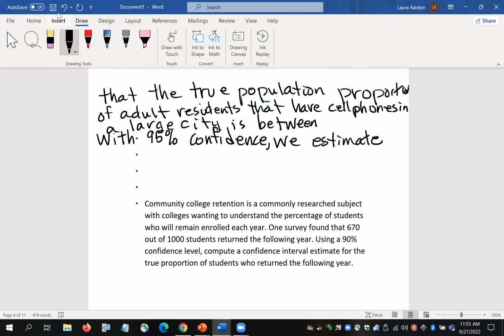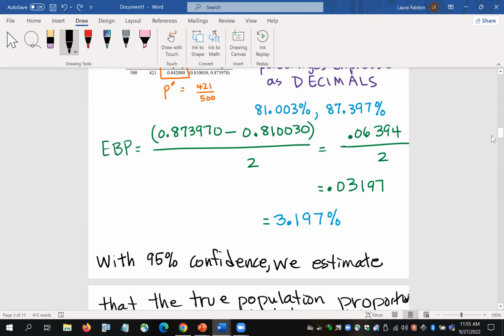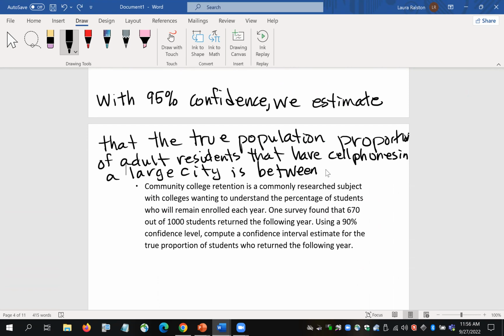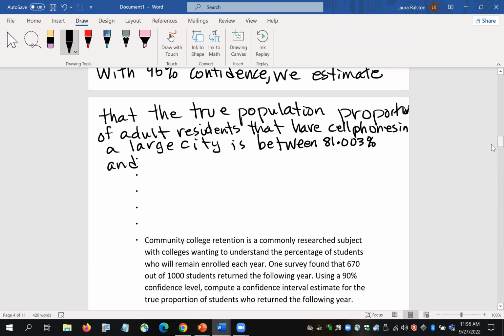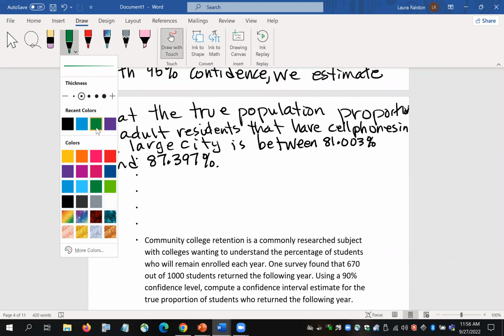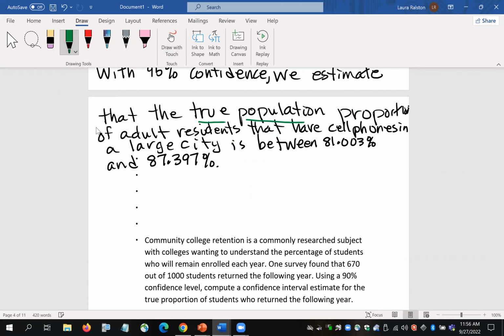Oh goodness. Okay, my words got all messed up, so hold on. There we go. Is between 81.003% and 87.397%. And there you go. Again, thinking about that conclusion, you have to say true proportion and true population. In this case, we use the word proportion instead of the mean because we're dealing with a proportion.